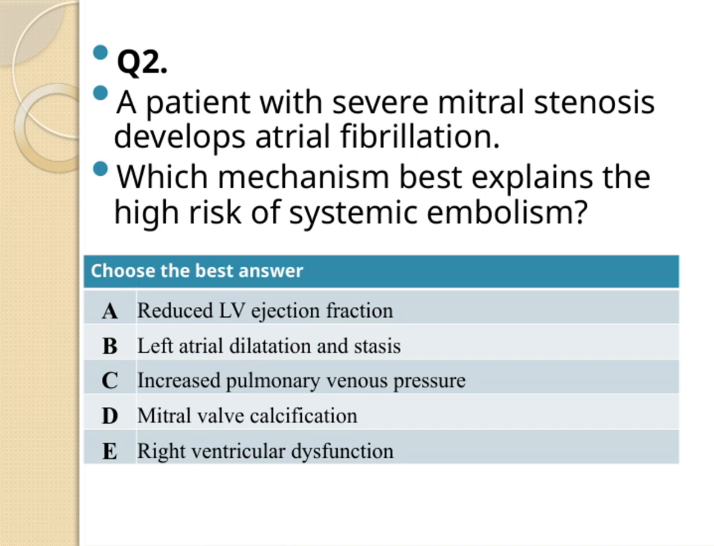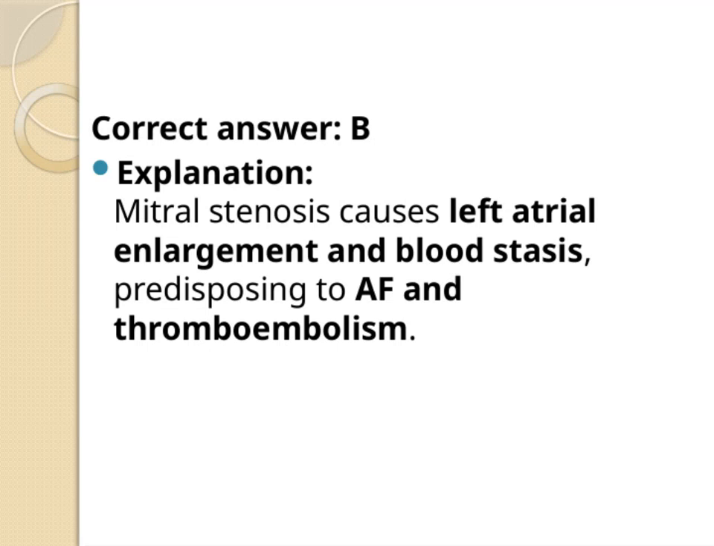So, the most relevant mechanism explaining this high embolic risk is left atrial dilatation and stasis. It's the combination of structural change and abnormal rhythm that really increases the chance of clot formation and systemic embolism. This ties into the overall theme of how structural heart changes and arrhythmias can significantly impact embolic risk, especially in valvular disease like mitral stenosis. The correct answer here is B now. Let's delve into why that is.